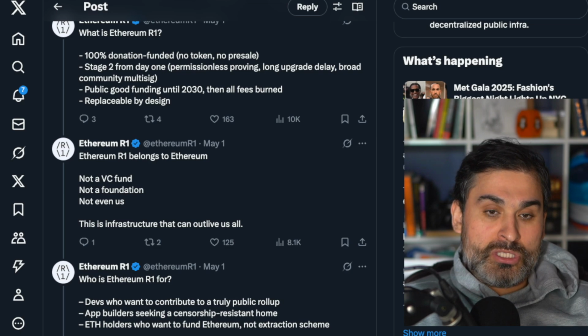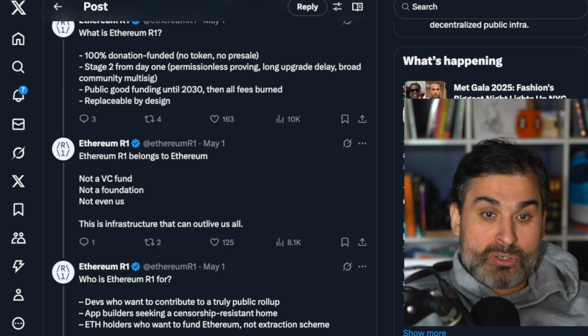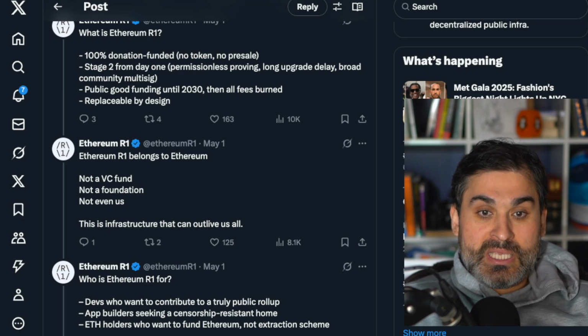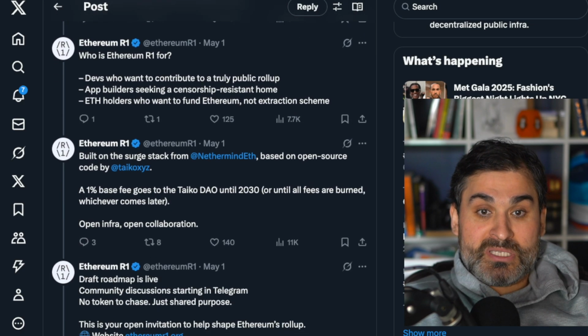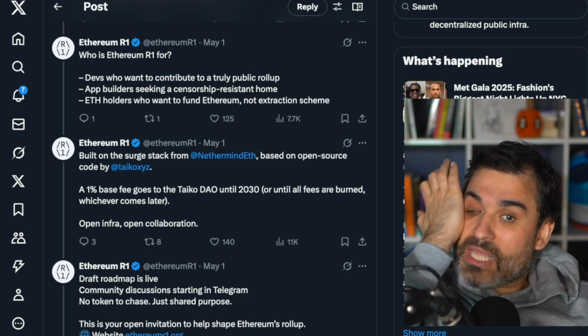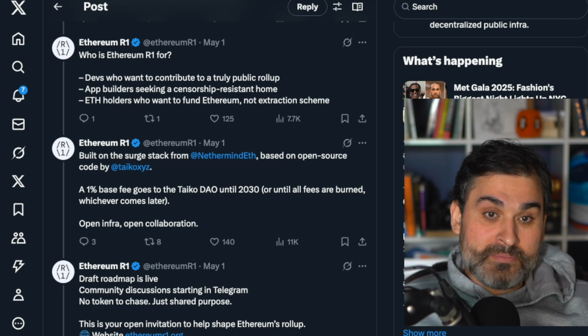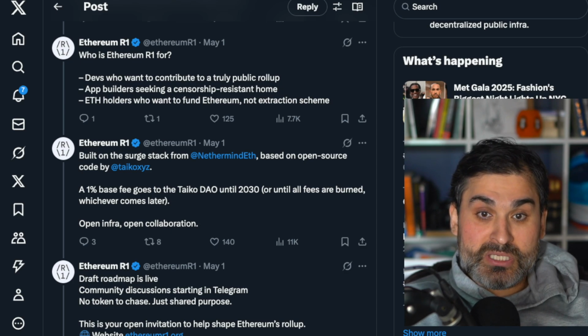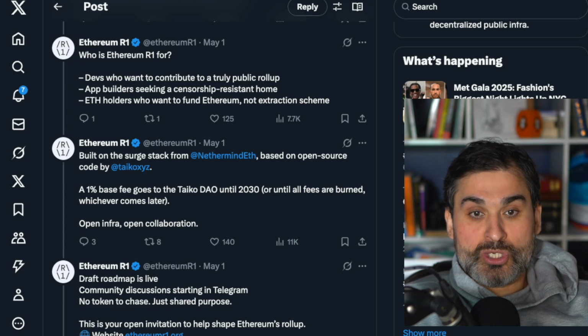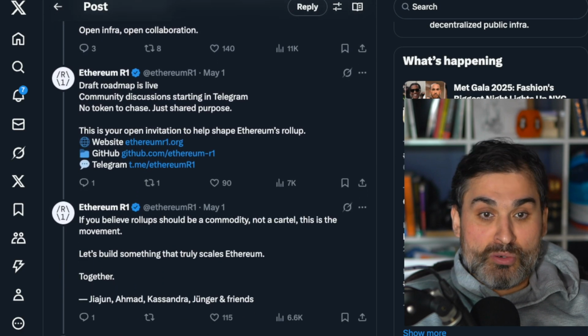And who is it for? So this is for devs who want to contribute to a truly public rollup, app builders seeking a censorship resistant home, ETH holders who want to fund Ethereum, not an extraction scheme. And it's built on top of the stack built by Nethermind on their Surge stack, and Taiko as well. And so 1% of the base fee will go to Taiko DAO until 2030, or until all fees are burned, whichever comes later. An open infrastructure, open collaboration. They've got a draft roadmap, etc.